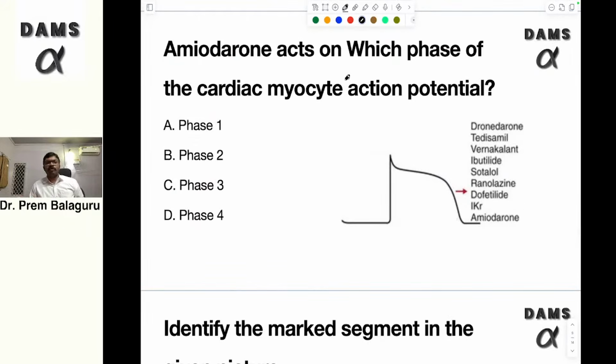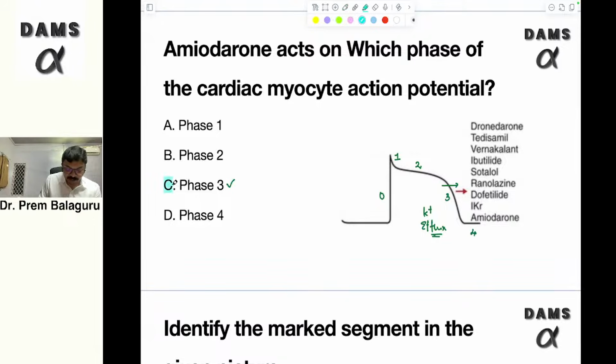Pretty simple and straightforward question. Amiodarone, which is a potassium channel blocker, acts on which phase of the cardiac myocyte action potential? It's very simple. We have phase 0, that's depolarization, phase 1 immediate repolarization, phase 2 plateau, phase 3 final repolarization, phase 4 resting membrane potential. And phase 3 is mediated by potassium efflux, and that's exactly where potassium channel blockers are going to be acting. So the answer is choice C, that's phase 3, guys.